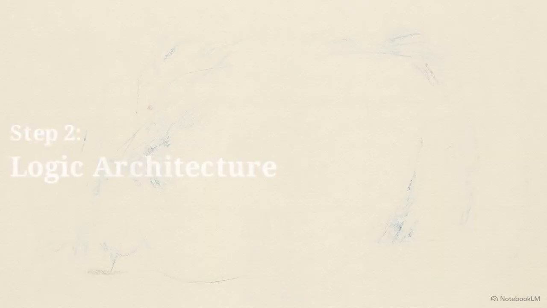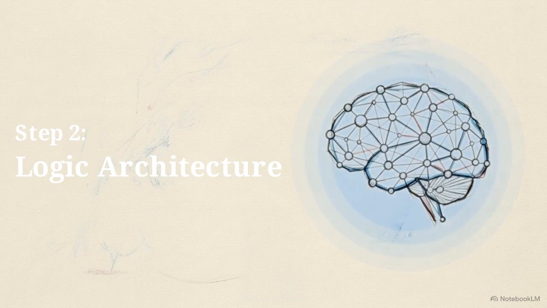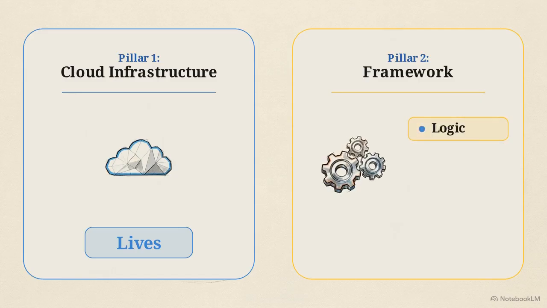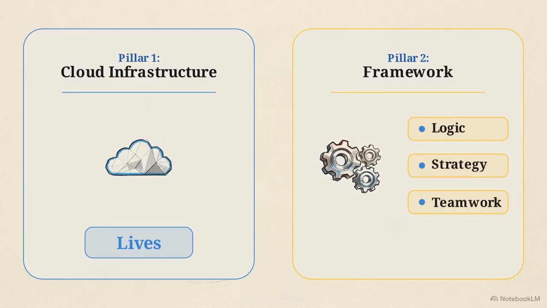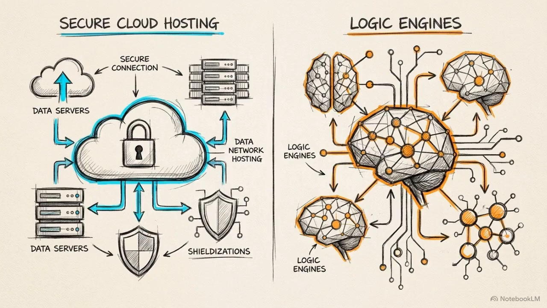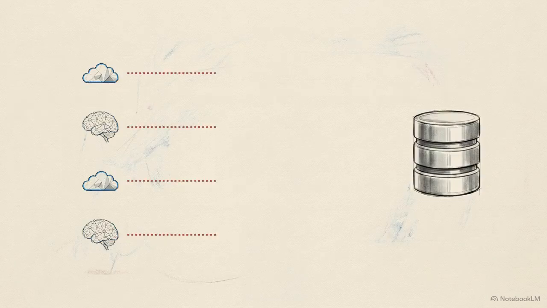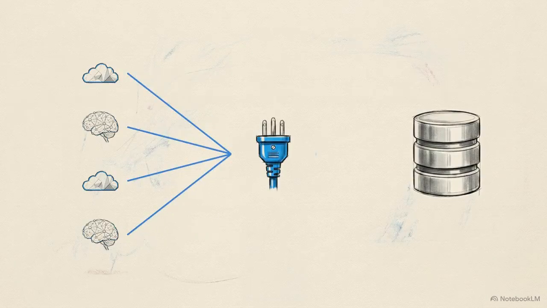Once the infrastructure is set, we select Pillar 2, the framework. While the cloud is where the agent lives, the framework determines how the agent thinks, plans, and collaborates with others. As the blueprint shows, developers have choices. Use Microsoft AutoGen for complex orchestration, OpenAI Swarm for lightweight routines, or Anthropic's Claude Code for collaborative workflows. Regardless of which cloud or framework you choose, every combination requires a way to communicate with external software, making a universal connector necessary for all of them.